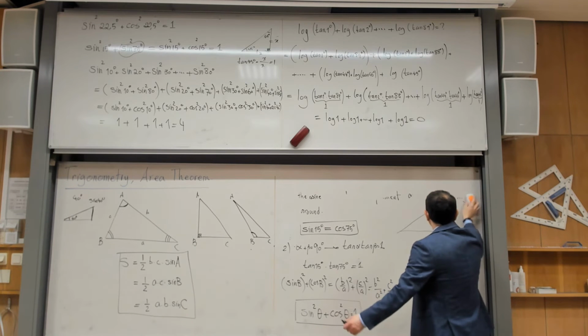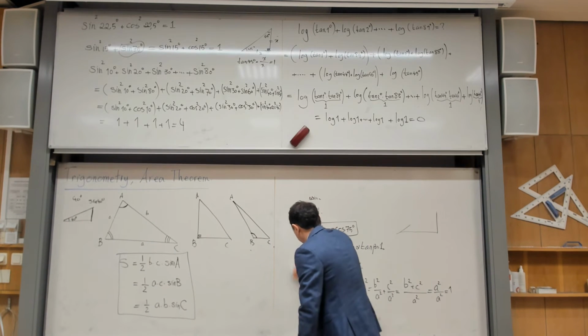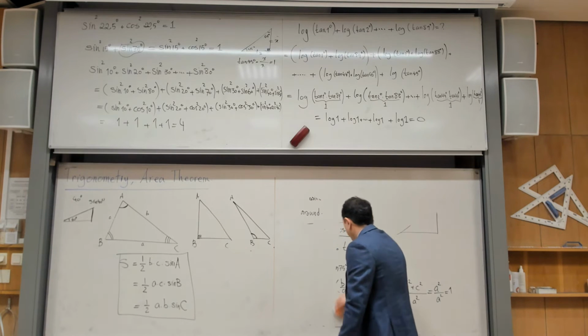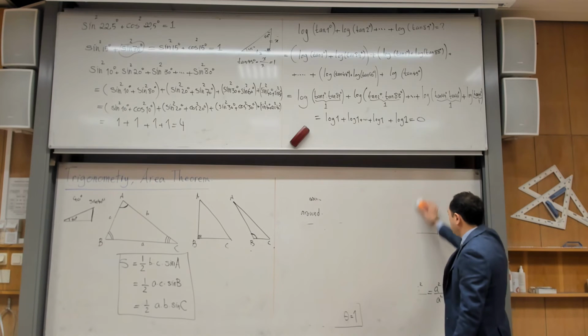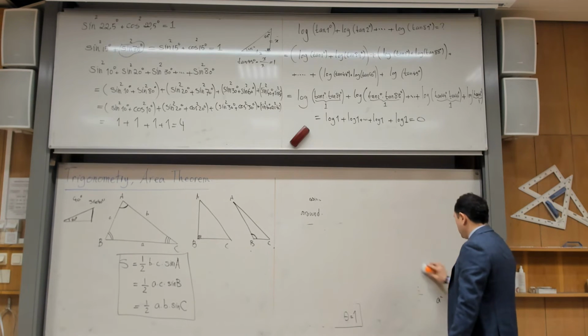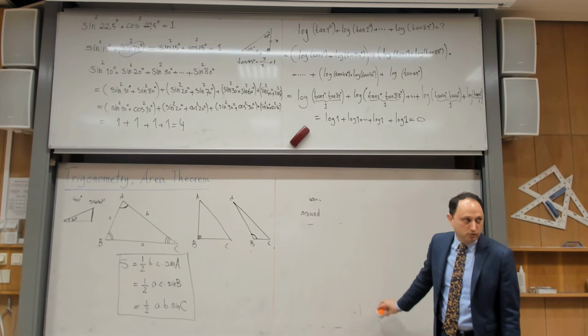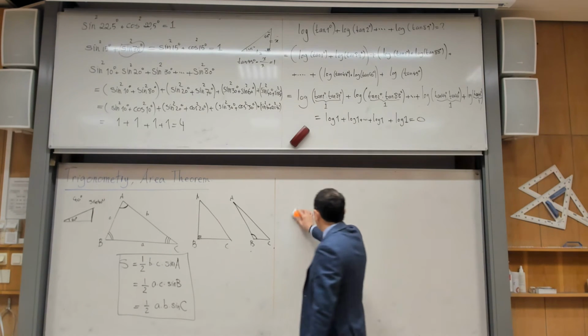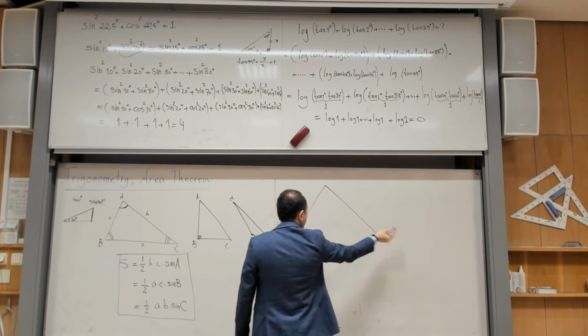If you want to prove a formula for the area of a triangle, you have to start from what you know about the area of a triangle, which is the base multiplied by the height divided by 2. That's the only formula that we have for a triangle. So I have to start from here.